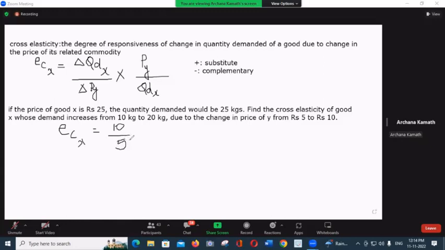So both are positive. There is an increase in demand of 10 kg. There is an increase in the price of the Y commodity at the rate of 5 rupees. Into initial price of Y is 5 rupees and initial quantity demanded when the price of Y is 5 is 10 kg of X. So you will get positive 1 as the answer. And as it is a positive answer, you can say that X and Y are substitute goods.